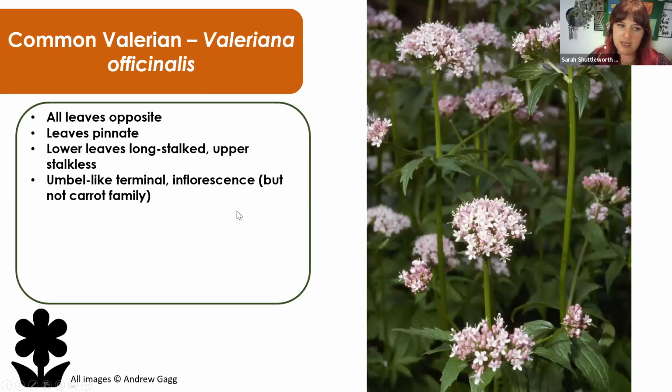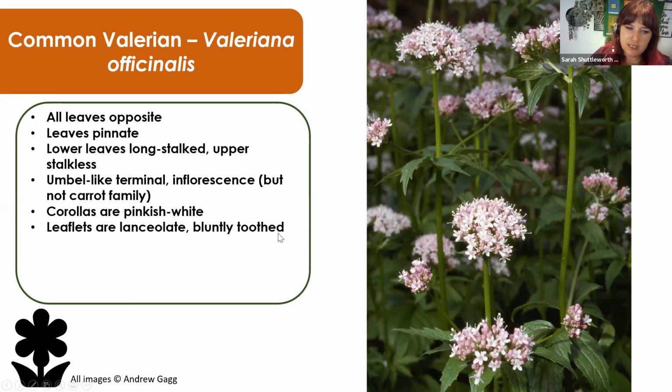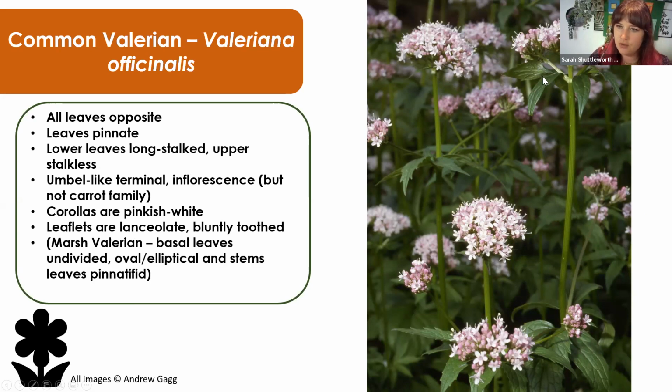The umbel-like terminal inflorescence. So it's this sort of big candy floss type thing here. It's not the carrot family, but it has that almost umbel-like inflorescence. The actual corollas, the individual petal arrangements, are sort of a pinkish white. As it matures, it gets more and more white, whereas when it's first in bud, it's much pinker. The individual leaflets themselves are quite bluntly toothed. You can just make it out, they've almost got a nettly edge to them.